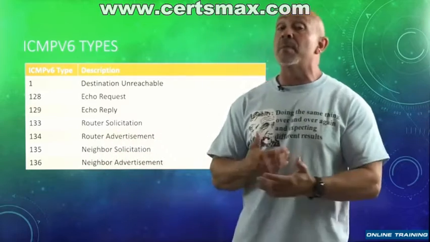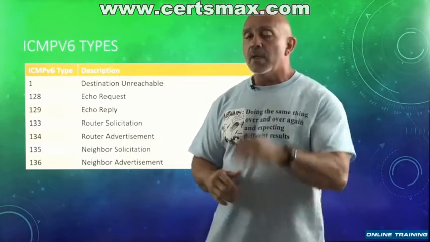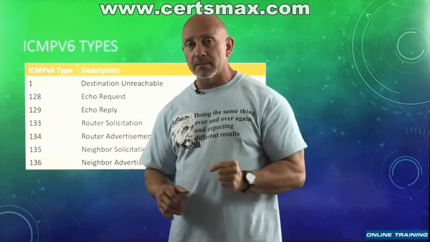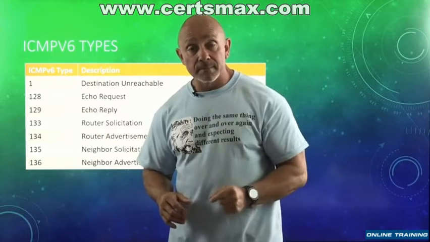The one thing with IPv6, since ICMPv6 is built into the protocol, when you're creating an access list, you cannot block ICMPv6. Because if you do, you're going to bring down IPv6 altogether. Okay? So it's kind of hard to deal with.